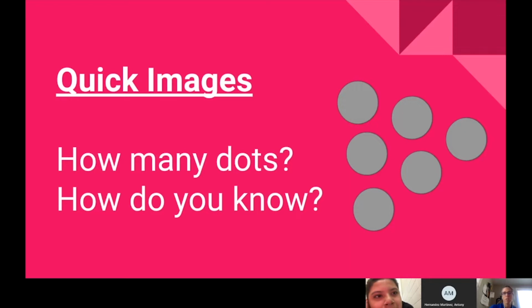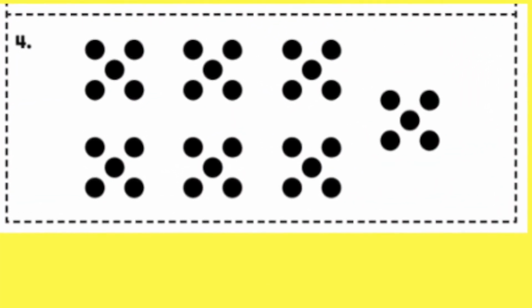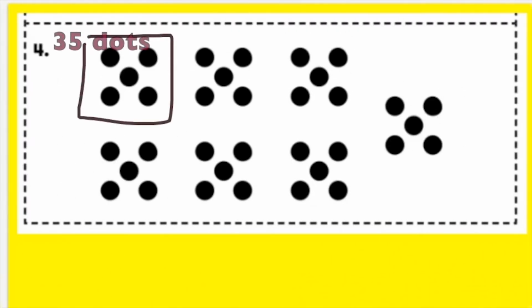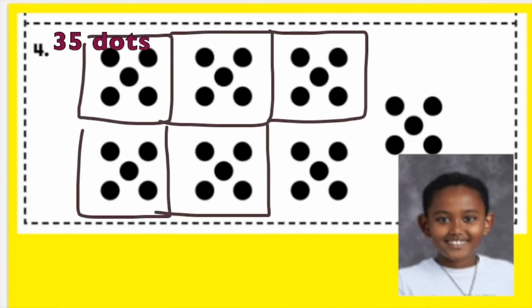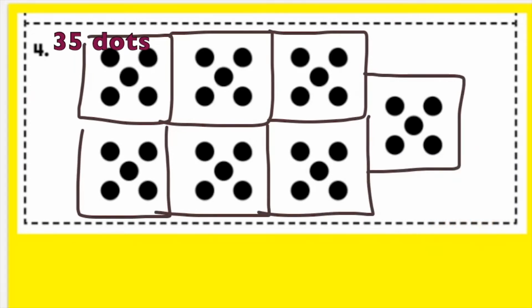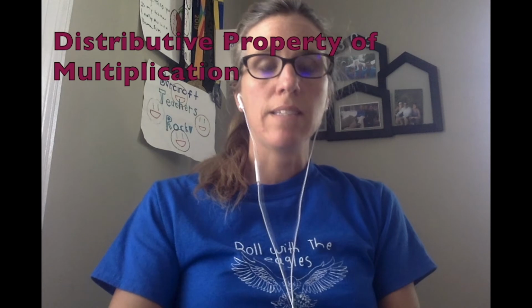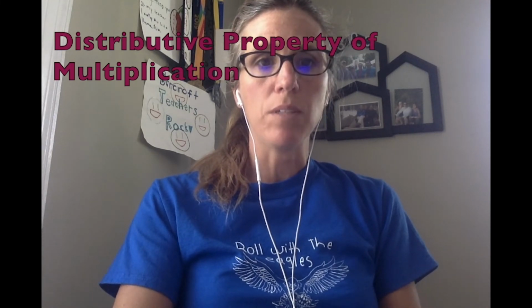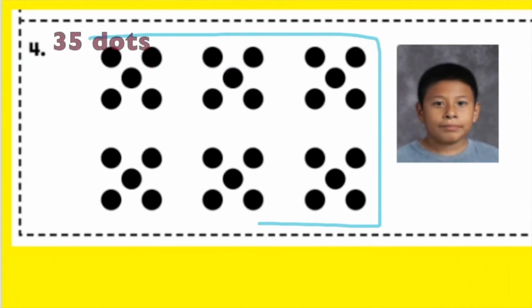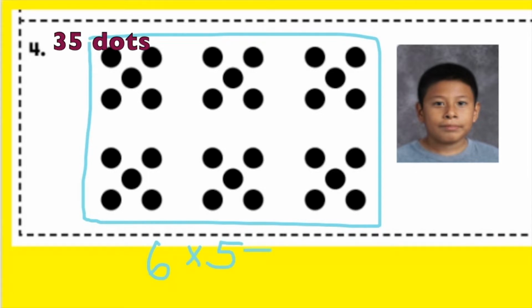Let's try another example. How many dots? How do you know? So I know that because there's 7 groups of 5. Let's take a look and see how Anthony also uses the distributive property of multiplication. 6 groups of 5, and that equals 30.